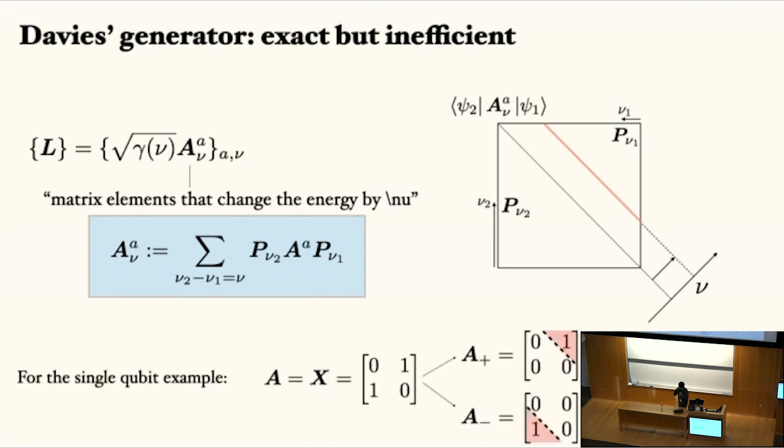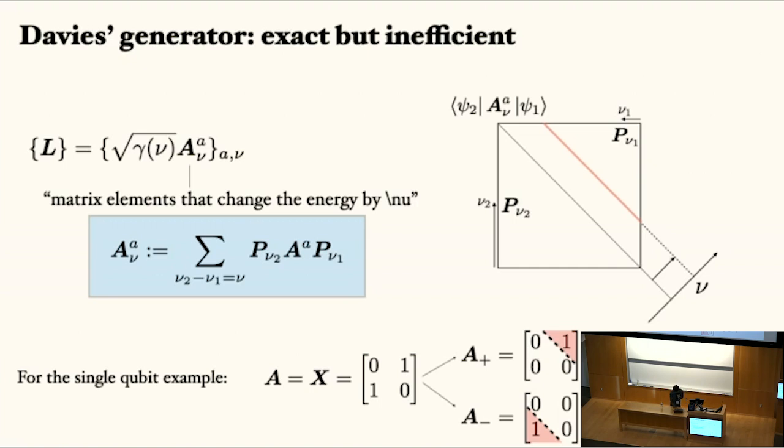If you find this very abstract, here's an example for a qubit case. Let's start with the X. This is an off-diagonal matrix, right? And then you're going to split it into the part that changes energy by +2 and the other part that changes energy by -2. These will be your two different Lindblad operators. So there are these two different processes: you flip the spin to up or to down.